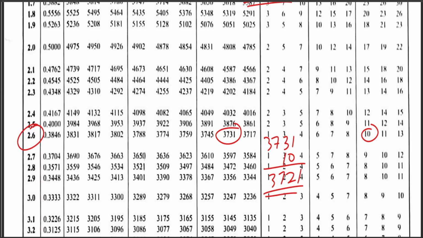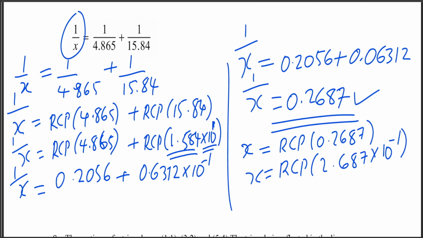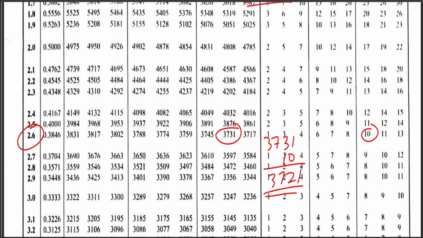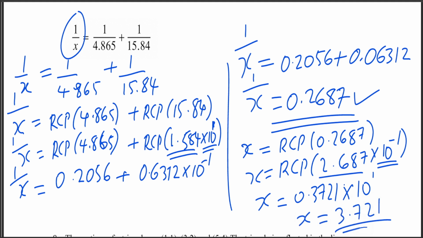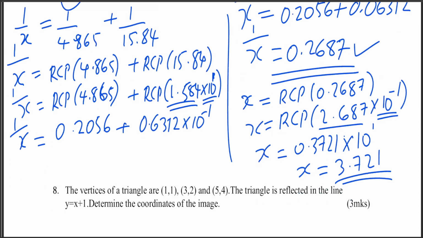So 3721 is 0.3721. So the reciprocal here is 0.3721 times the reciprocal of 10 power negative 1, which is 10 power positive 1. So times x is equal to 3.721, and that is the answer. So 0.3721 times 10, yeah, that is 3.721. So once you get that, 1 divided by 0.2687. So yeah, that is the value of x.